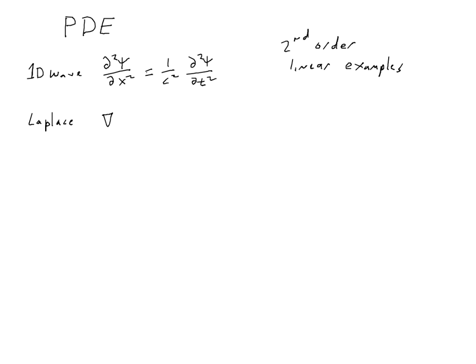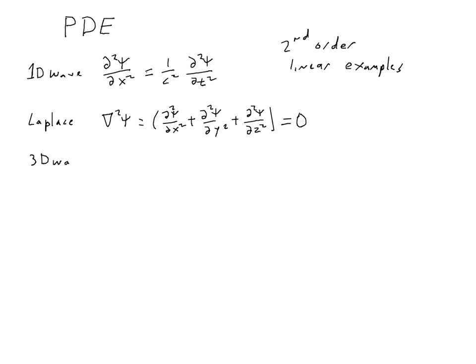And that is the Laplacian of psi, which in Cartesian coordinates is the second derivative of psi with respect to x, plus the second derivative of psi with respect to y, plus the second derivative of psi with respect to z, equals 0. Okay. I'm not going to use the Poisson equation, but that's very similar to Laplace's equation.